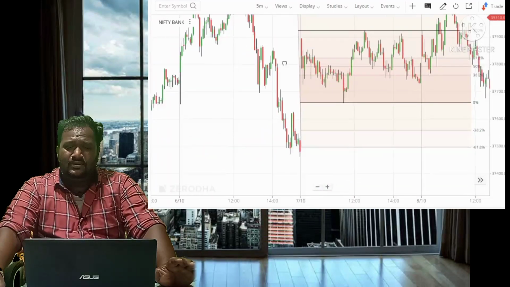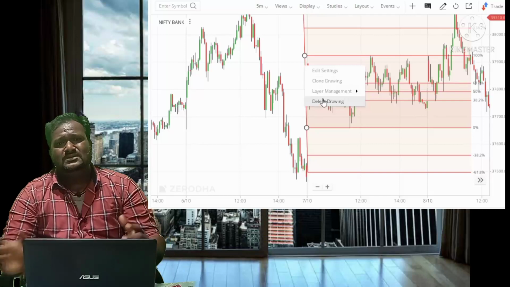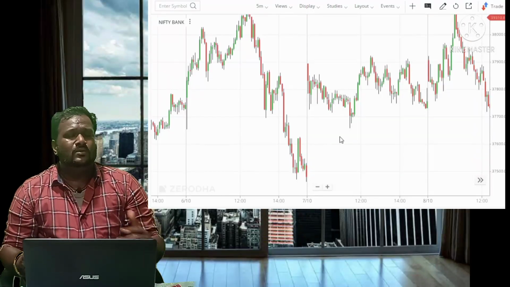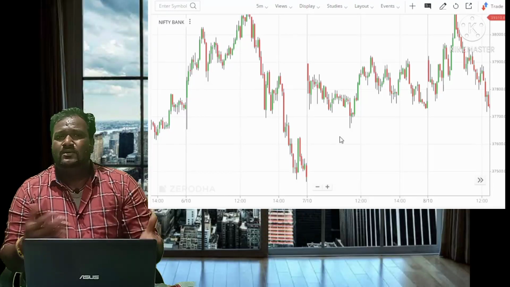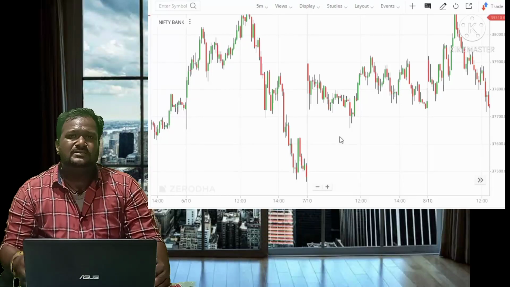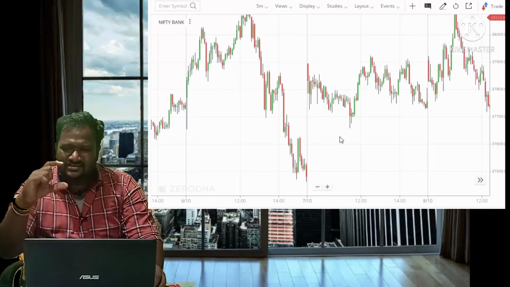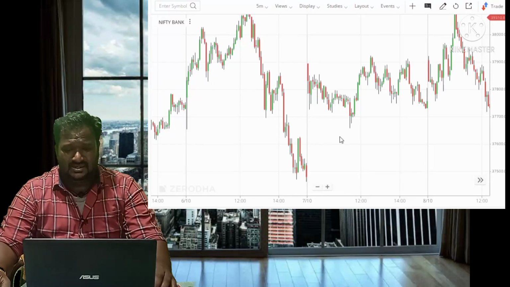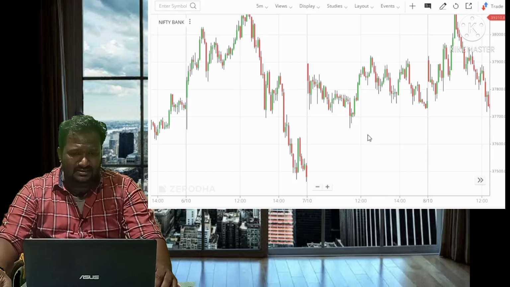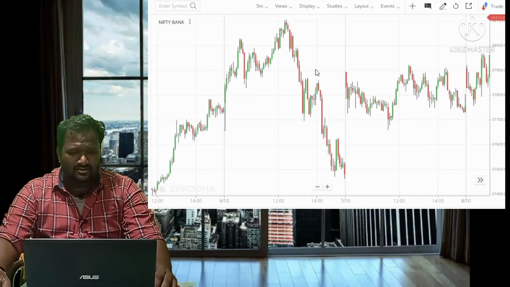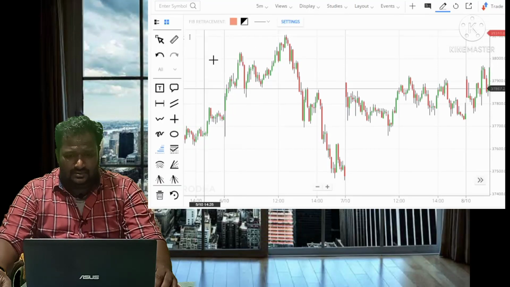See, people may think that we draw the fib retracement for the previous day, and if it is above 61%, we can go with a call option. If it is below 38%, we will go with a put option. What will happen if it lies between this 61 and 38? That thing we will see here. See, this is the 6th October. So for this graph, I am going to draw the fib retracement. Okay.